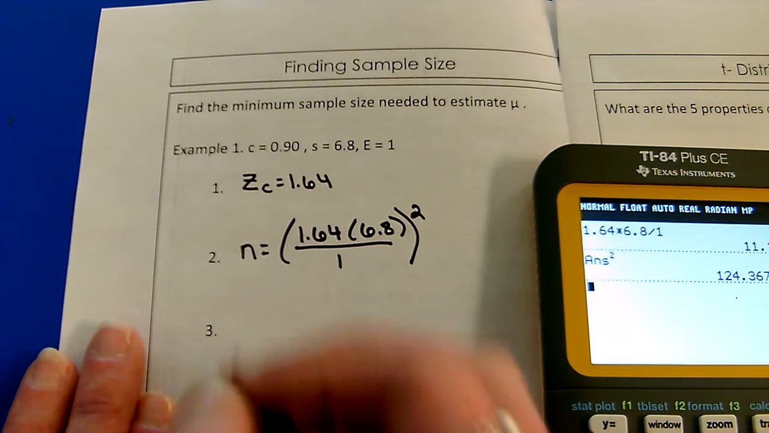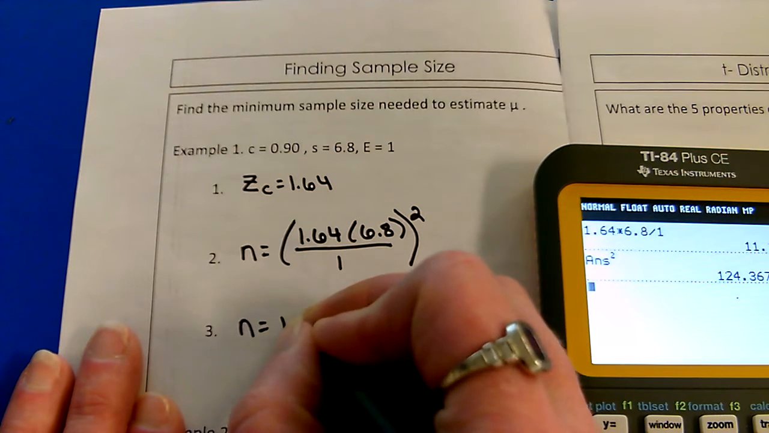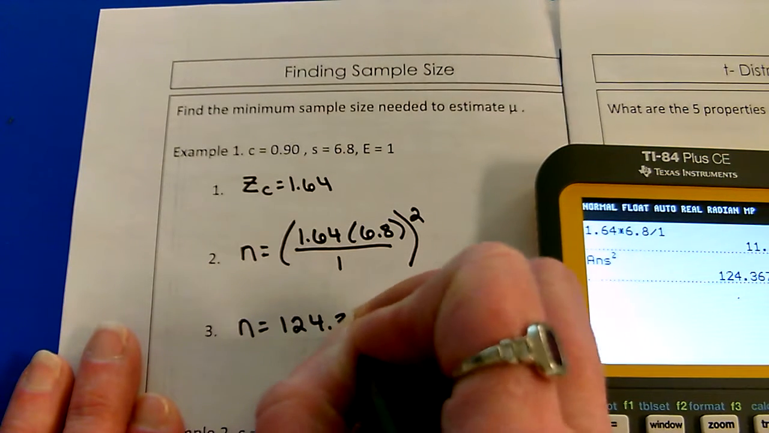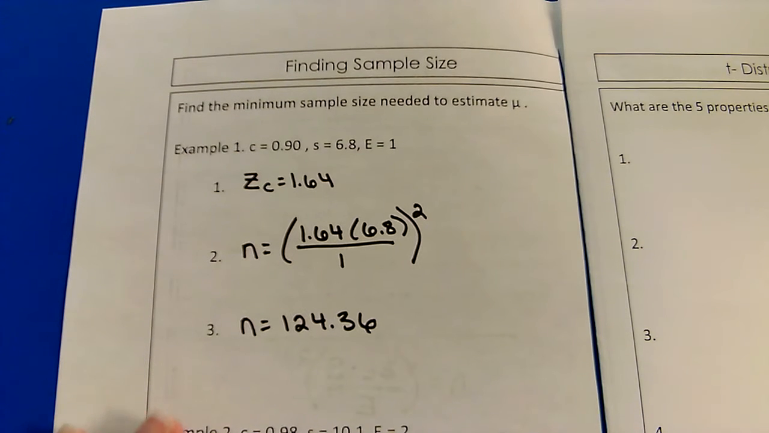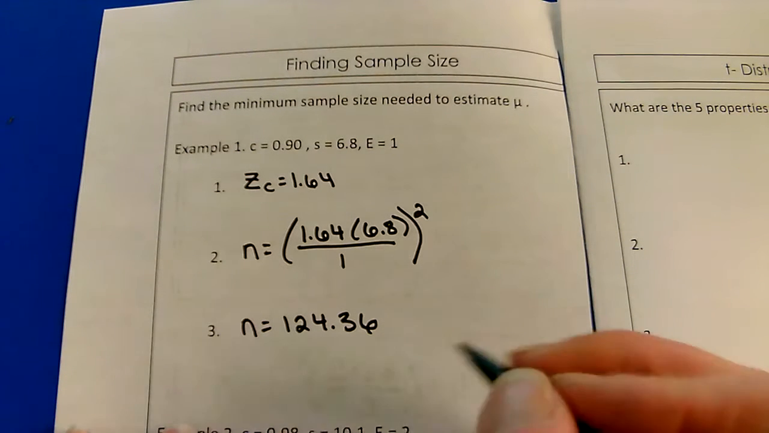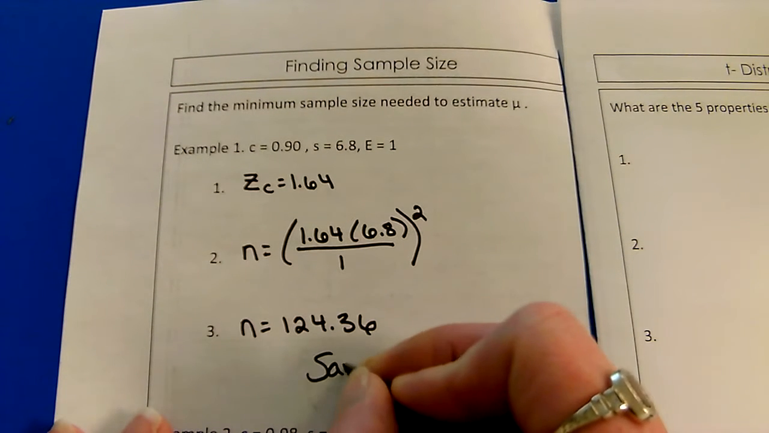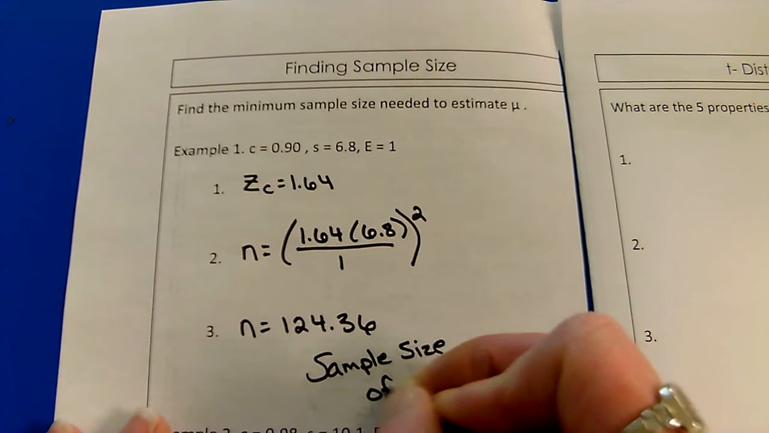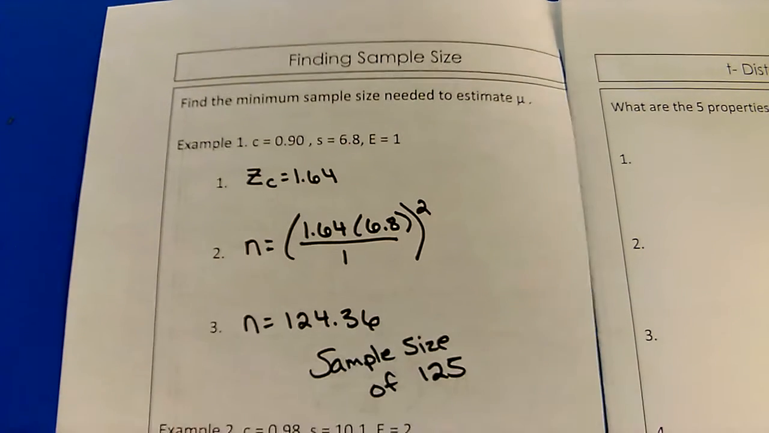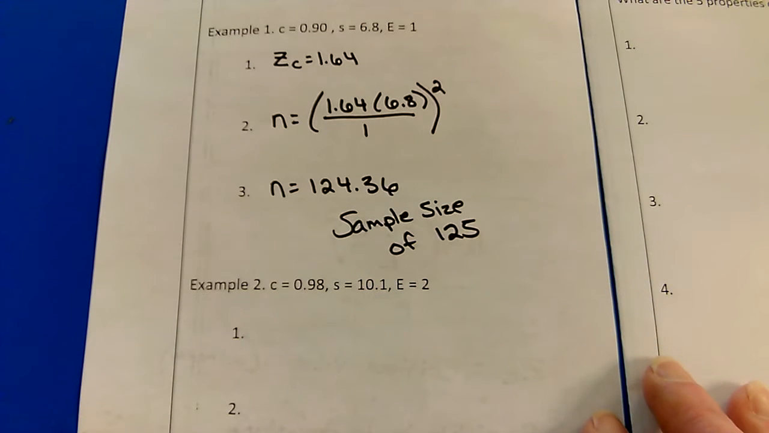I get 124.36, but how do I have 0.36 of a person or of a thing? I can't. So we need a sample size of 125. We're going to round up.